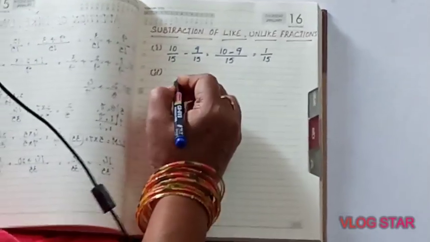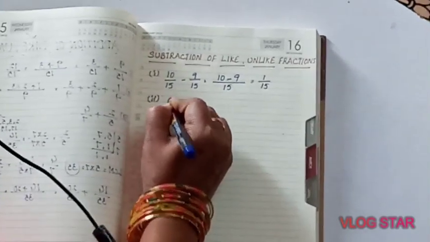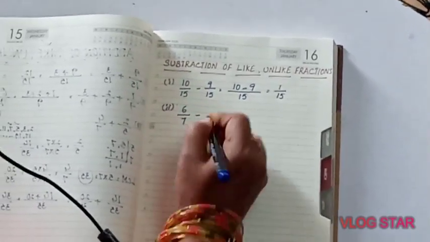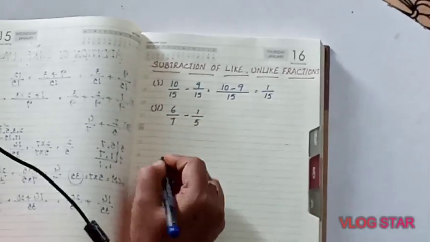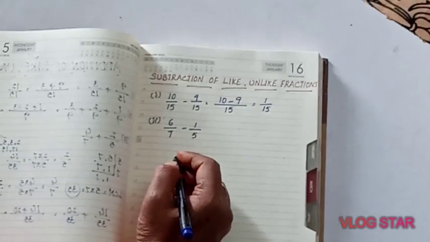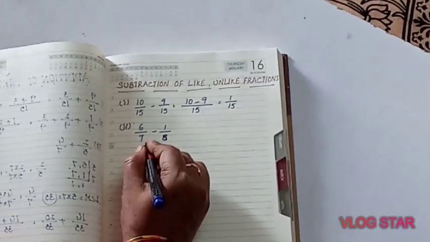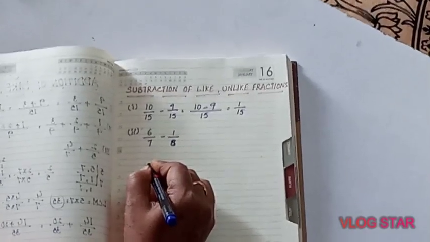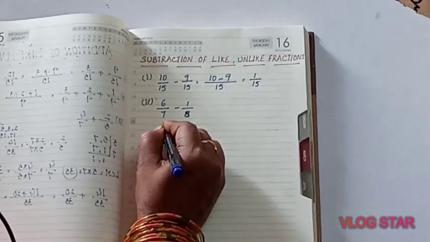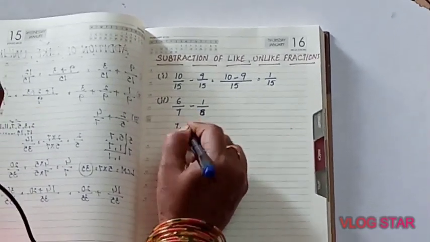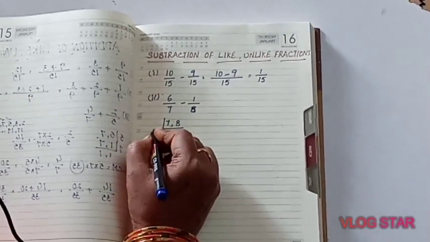Now let's see how to subtract unlike fractions. So this is 6 by 7 minus 1 by 8. Here you can see both the denominators are different. Now apply the same formula, taking the LCM of the denominators to make them like. Here what are the denominators? 7 and 8. Now start doing the LCM.